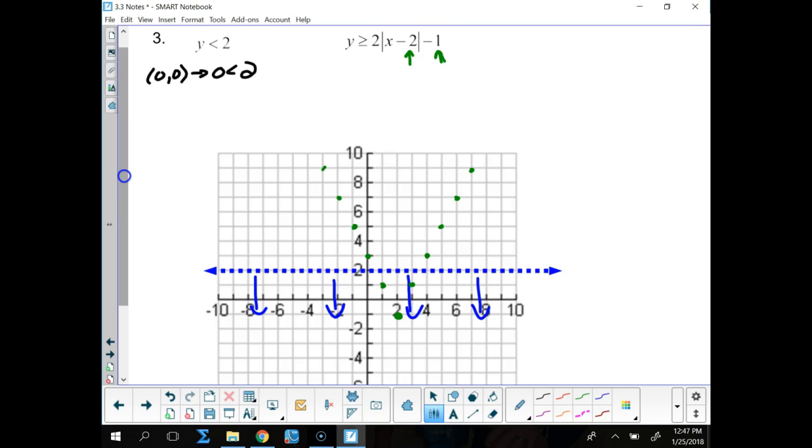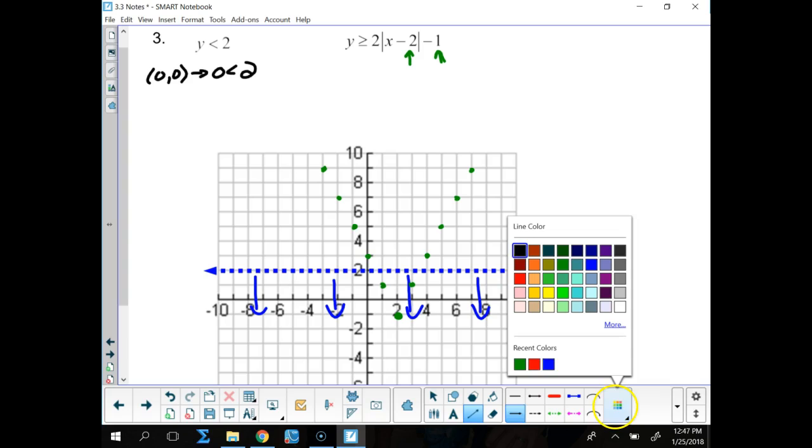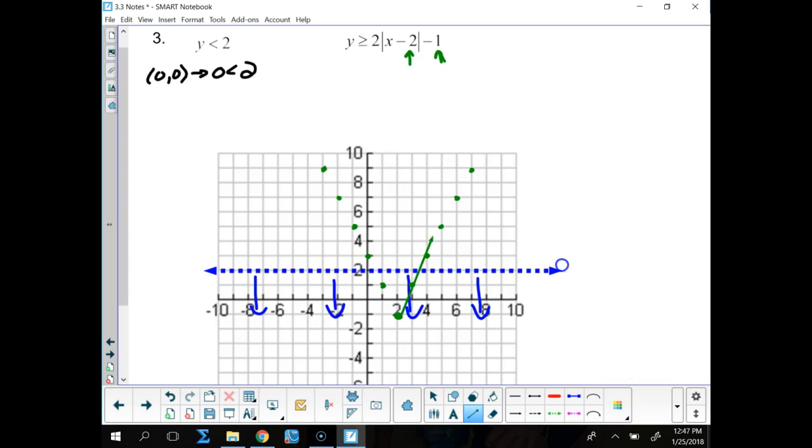Now, what could I have done had I not remembered that? I could have made myself a T-chart. Okay? Is it going to be a solid or a dashed V? Solid. It is going to be solid. Ooh, that needs to be much thicker.